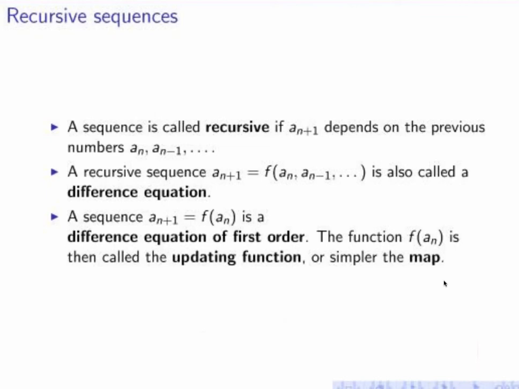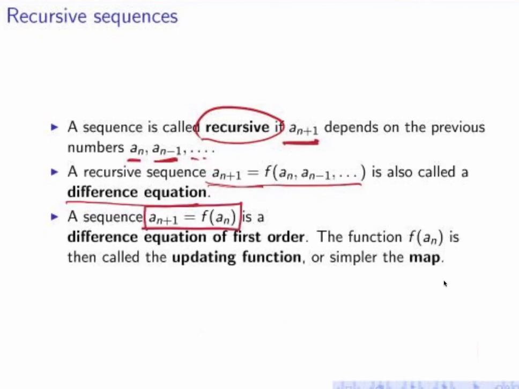Another way to define sequences is by recursion, or called recursive. In a recursive sequence, the next element, an plus 1, depends on the previous numbers, an minus 1, maybe even more. A recursive sequence is also called a difference equation. You can write this as an plus 1 is a function of all the previous elements. In the simplest case, an plus 1 is just a function of an, and this is called a difference equation of first order. And they are most important. In this case, f is called the updating function or the map.